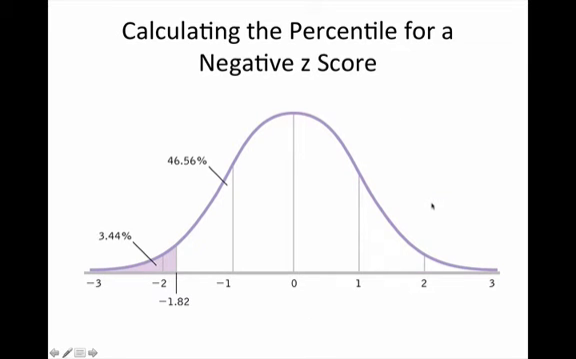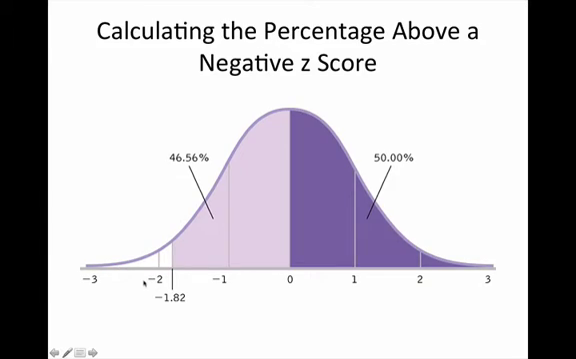And I can do this same thing for a negative z-score. If I want to know the percentile for a negative z-score, I know that number one, I'm dealing with the bottom end of the distribution. And a percentile is the point at or below a given score, so I know I'm looking for this piece. That's going to correspond with an area of 3.44%. If I want to know the percentage above a negative z-score, then I have two pieces that I have to deal with.